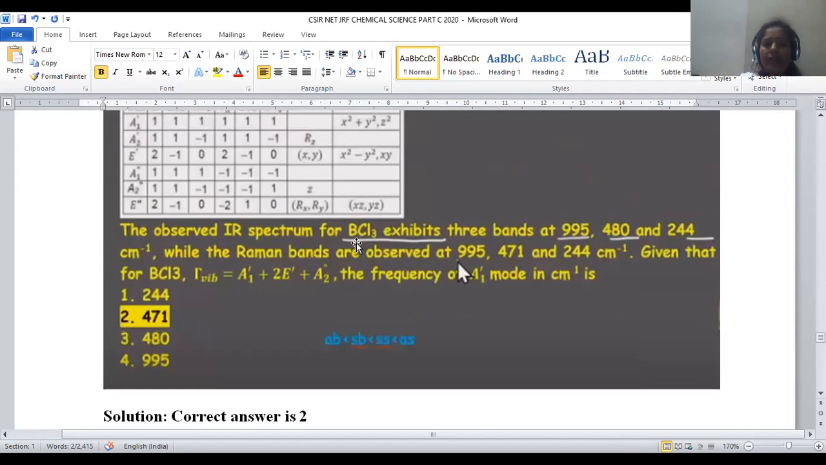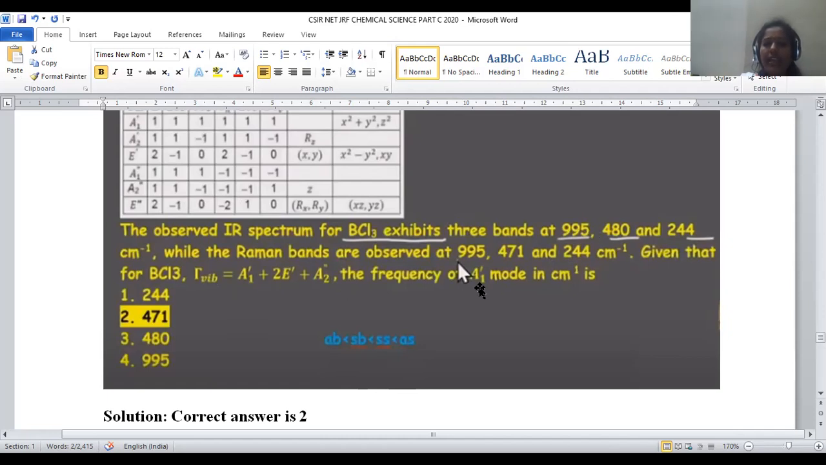How did we predict this? For BCl3 molecules, two types of data are provided. One is infrared spectrum data, another is Raman spectrum data. In the infrared spectrum data, 3 signals are given. Even in the Raman spectrum data, 3 different frequency values are provided. When we compare stretching and bending, bending will be least energetic. So bond angle variation will be least energetic, bond length variation will be highest energetic, right? That's why we can assign 244 as the bending and 995 as the stretching frequency.